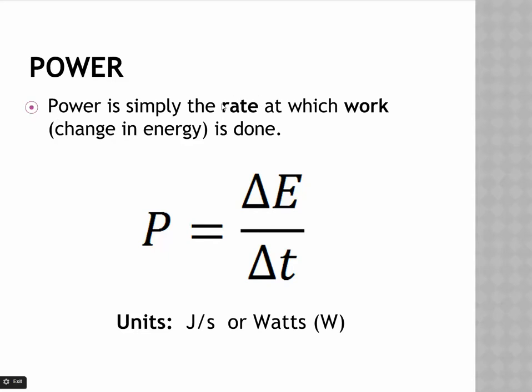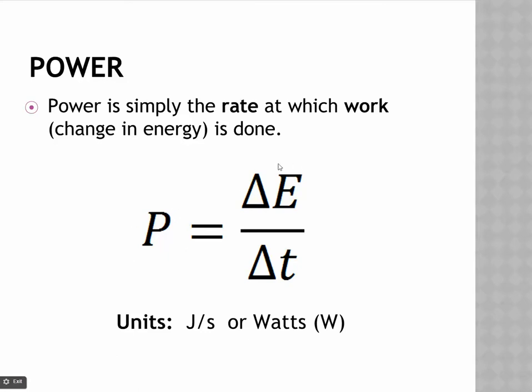The term rate you learned in grade 9 and 10 and even in 11 simply says the number of units per another unit. So the rate at which something happens. Like rate of speed is meters per second. The same thing here: work is the change in energy over time. So we give the symbol for power as P.